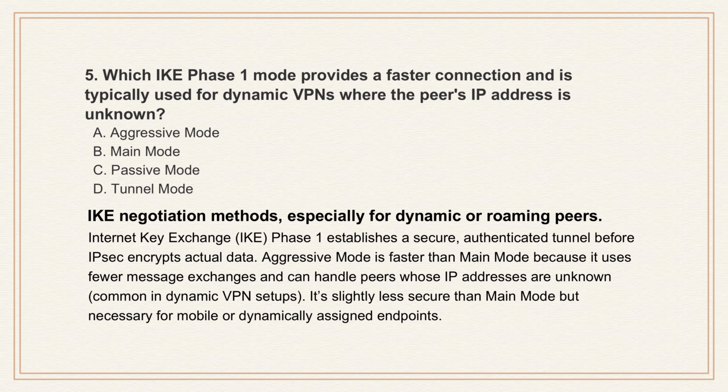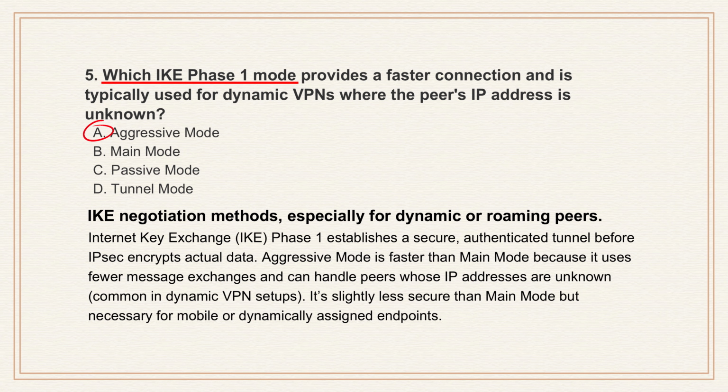Okay, final area. Secure remote access, VPNs. Essential for modern work. Think about connecting from home or a coffee shop. Your IP address might change all the time. You need a secure tunnel, but you also need it to connect fast. Speed and flexibility, yep. So the last question asks about IKE Phase 1 modes for setting up IPsec VPNs. Which mode is faster and typically used for these dynamic VPN scenarios? For faster connections, especially with dynamic IPs, the answer is aggressive mode.